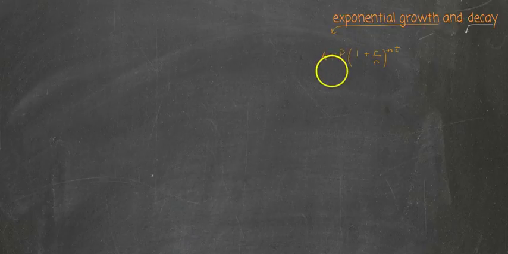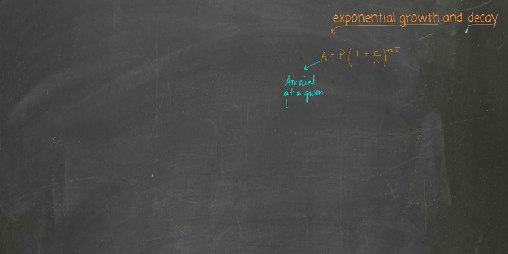And let's define the parts of this. So A means amount. That's as simple as that. It's the amount at a given time. So the amount after 1 year would be plugging 1 in for t. The amount after 49 seconds would be plugging 49 in for t. So it has to do with time, and A is the amount of something at some time.